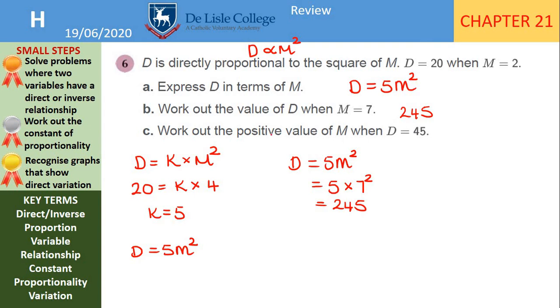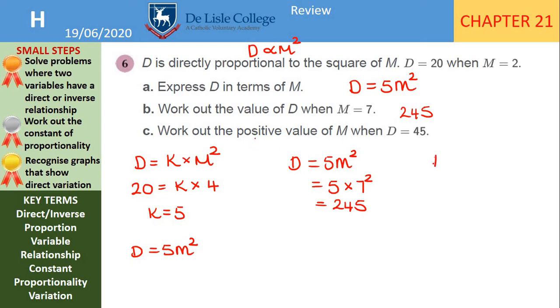Part C, work out the positive value of m. So because we've got squares in here, we can probably straight away assume we're going to have to take a square root, which would give us a positive answer or a negative answer. So we would just take the positive one.